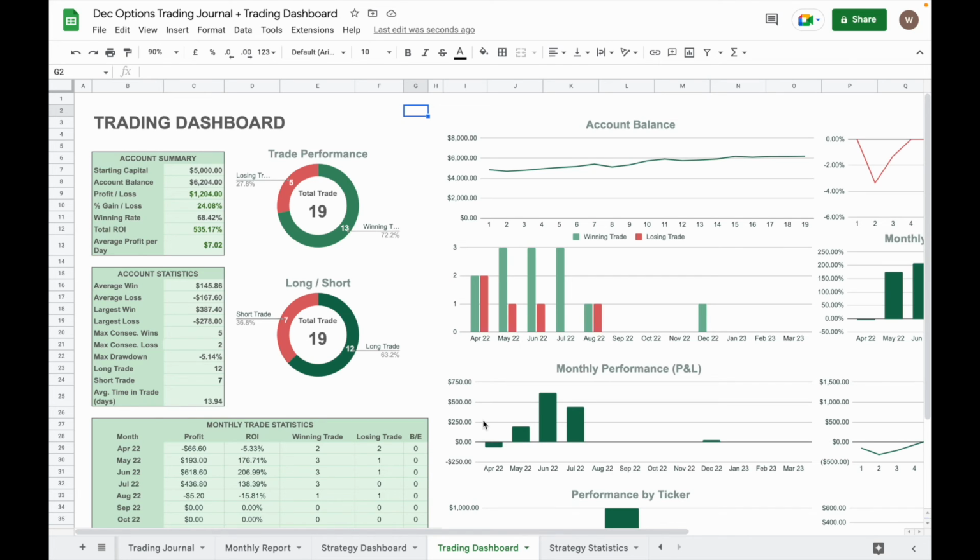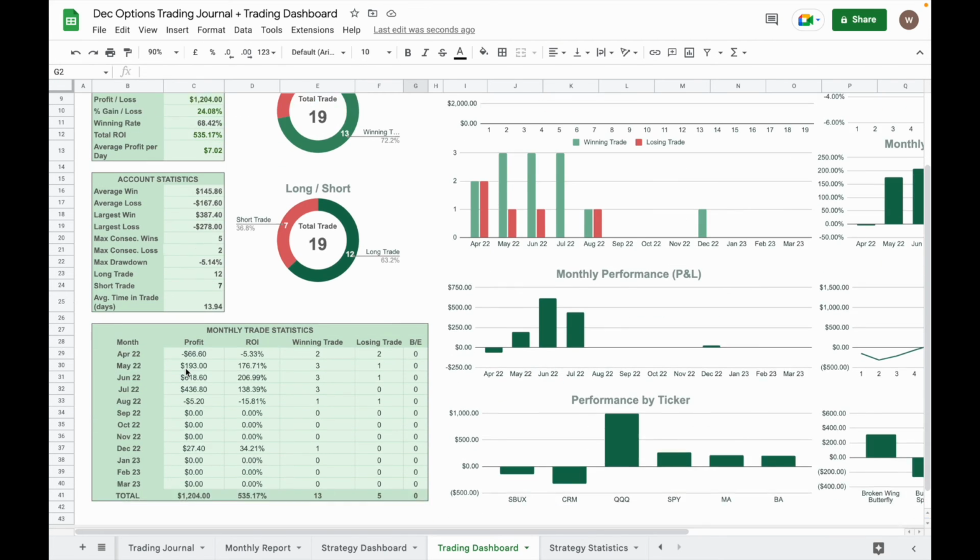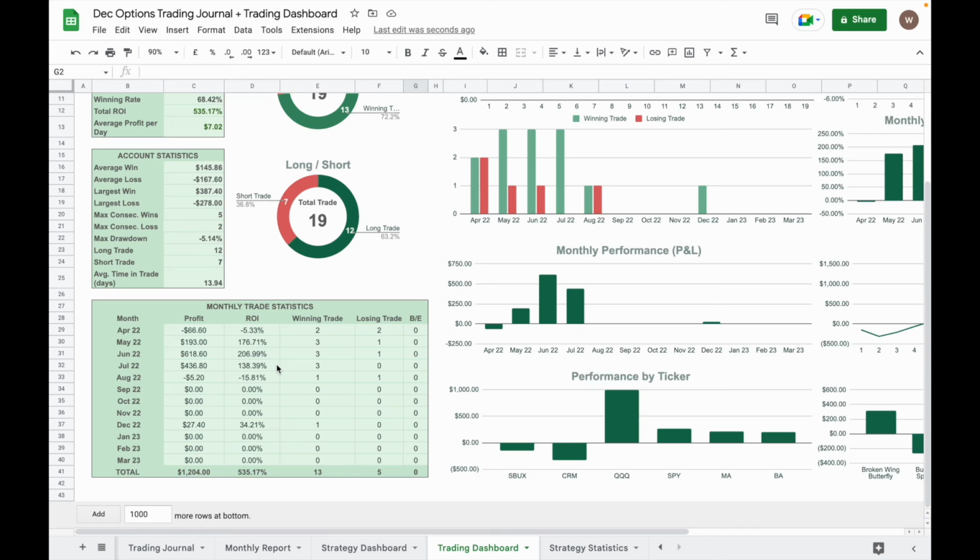It will show you the overall account summary, such as your account starting balance, your ending balance, your total profit and loss, your percentage gain or loss, as well as statistics such as your average win, average loss, and your number of long trades and short trades. And the table here will show you your monthly profit, your monthly return on investment, your monthly winning trades, losing trades, and break-even trades.